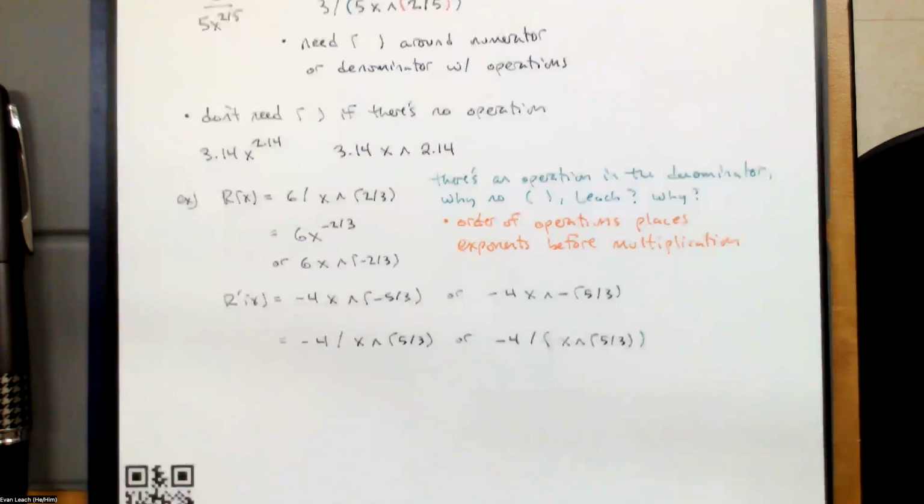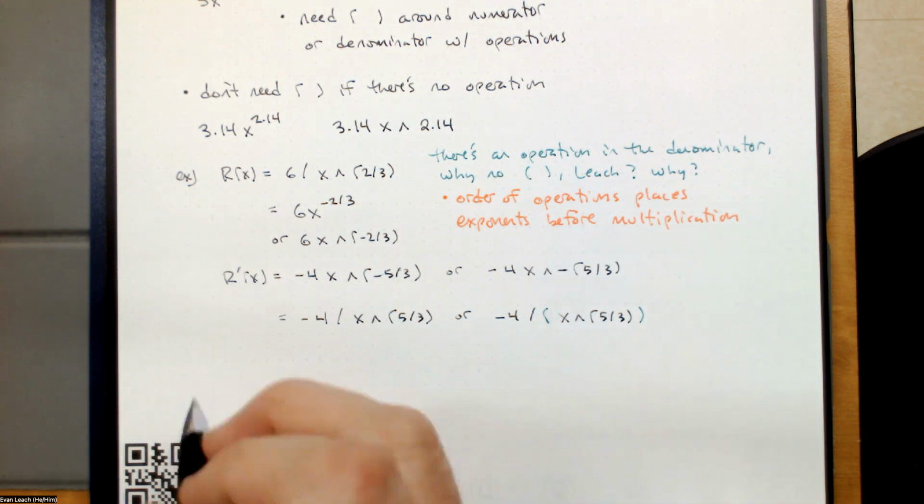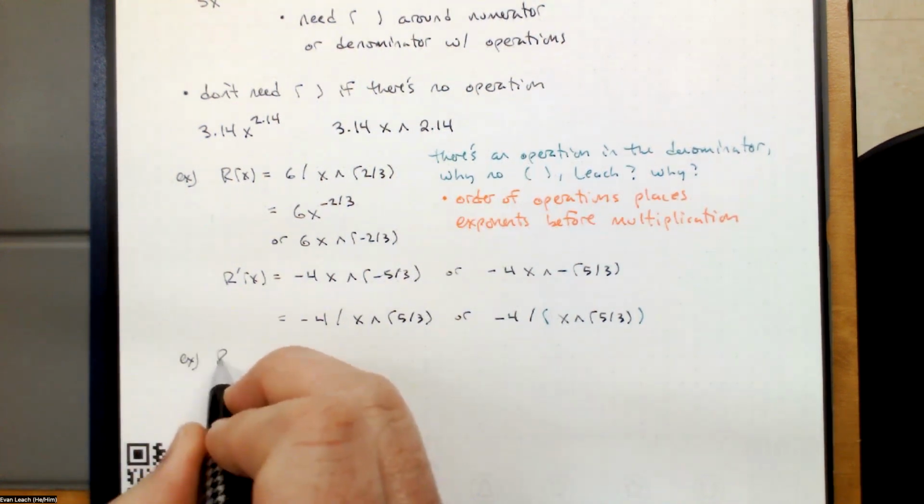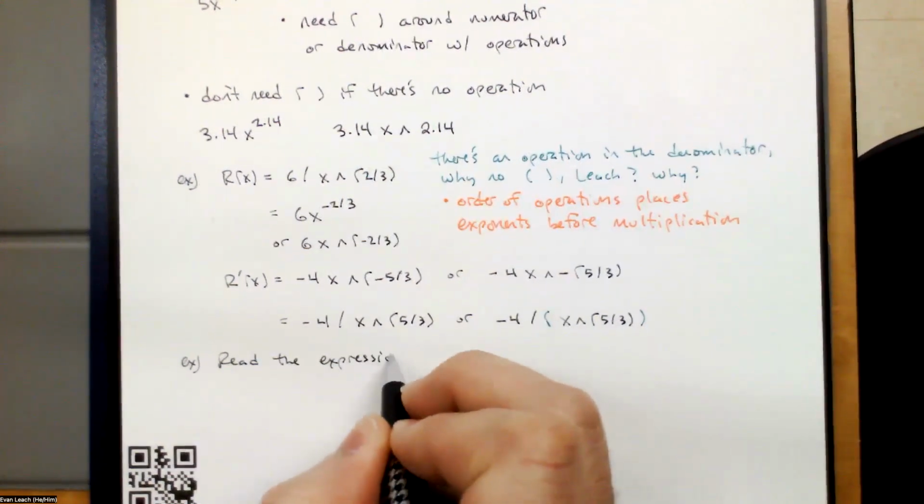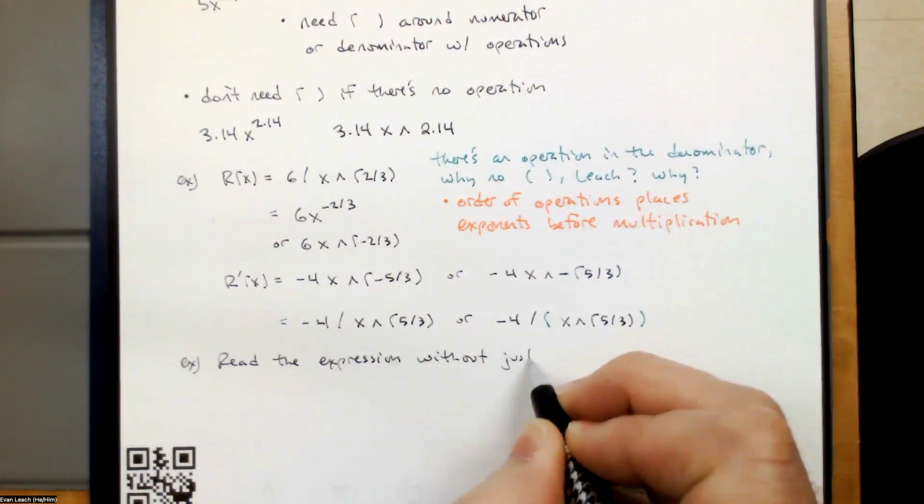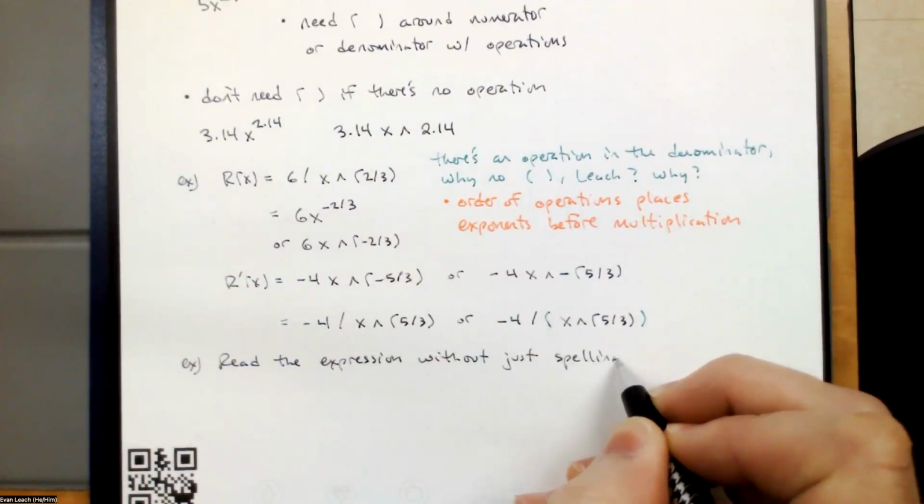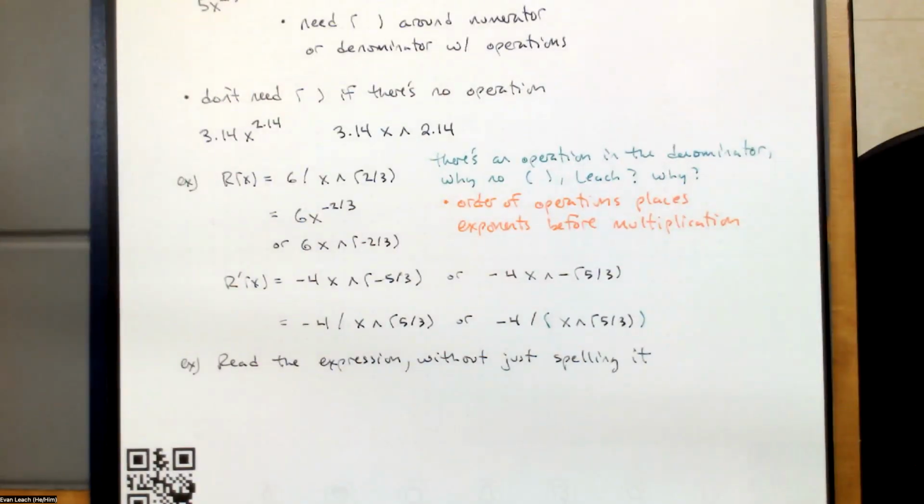So for example, if I write down an expression, I want you to think about how you would read this expression. That's the difficult part, by the way. I want you to read the expression without just spelling it, because that's not how we talk. Until we get to a complicated expression.